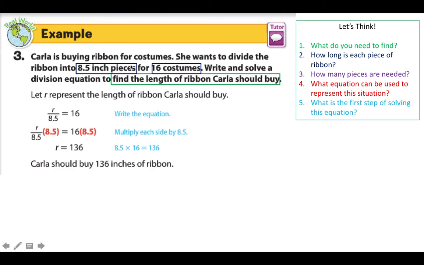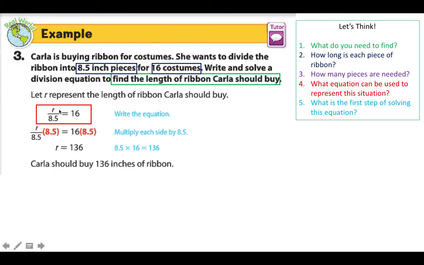So if we put all of those things together, understanding that the length of ribbon is going to be our unknown or our variable, R for ribbon, we're going to divide that by 8.5-inch pieces. That total amount divided by 8.5-inch pieces should give us how many pieces of ribbon she needs to have, 16. So our equation is R divided by 8.5 equals 16.